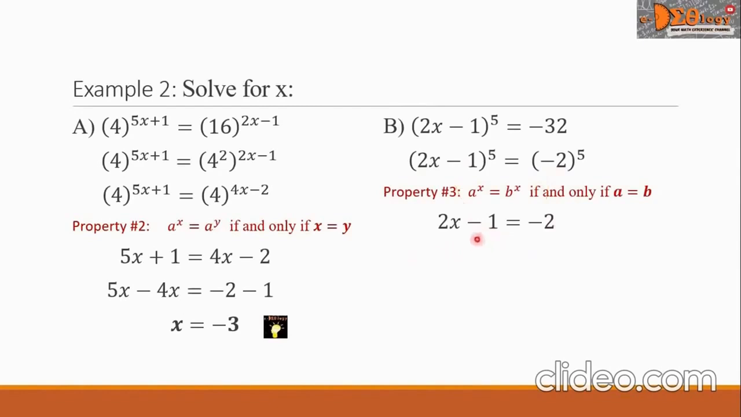The negative 1, we will transpose on the right side. It becomes plus 1. And then we will simplify further. Negative 2 plus 1 is negative 1. We will divide this equation by the coefficient of x, which is 2. So we have now 2x over 2 equals negative 1 over 2. And we will cancel the coefficient of x and the divisor 2. So only x comes down, and this is equal to negative 1 over 2. This is our final answer.